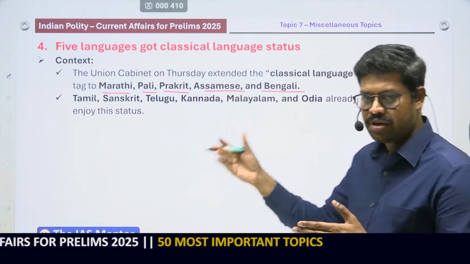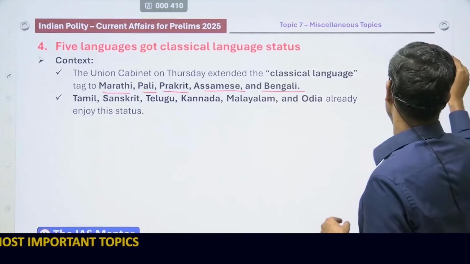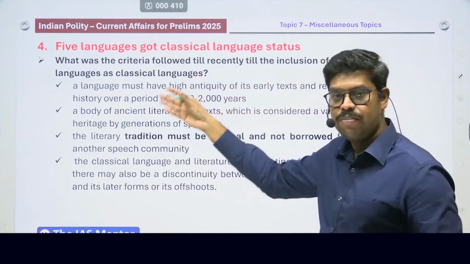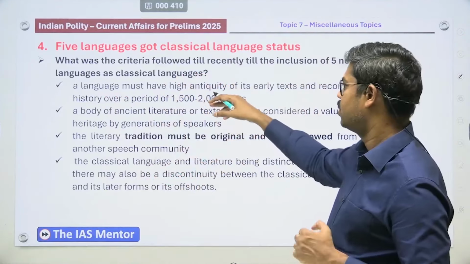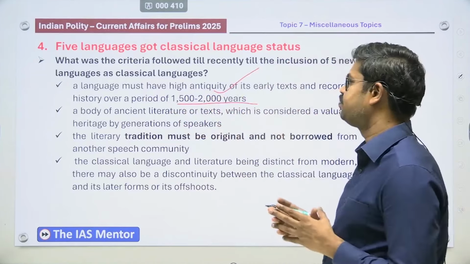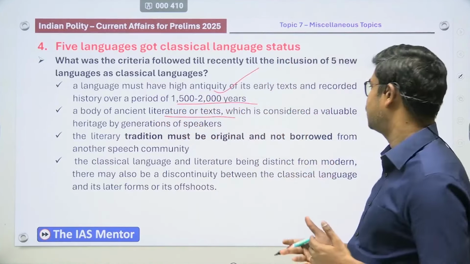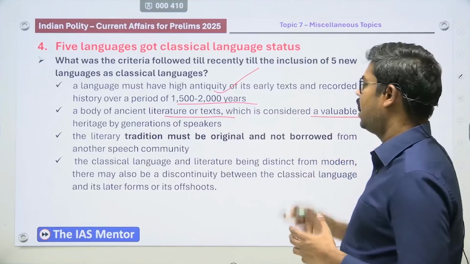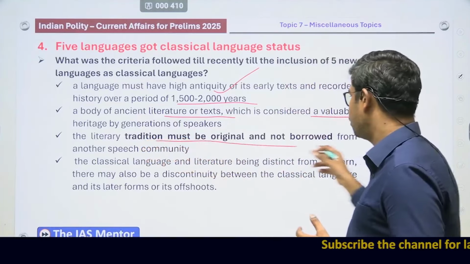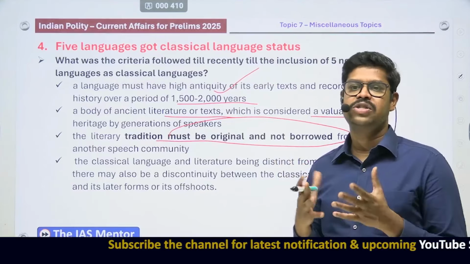So before these 5 languages were added, how was the classical language status given? Let us try to find out that particular criteria also. What was the criteria before the 5 languages were added? One is antiquity, how old they are, minimum 1500 to 2000 years. A body of ancient literature or text, they should have a lot of ancient literature and text which can be considered valuable. And then apart from that, there should be a literary tradition which must be original and not borrowed from any other community. That means they should have their own unique tradition of literary works.